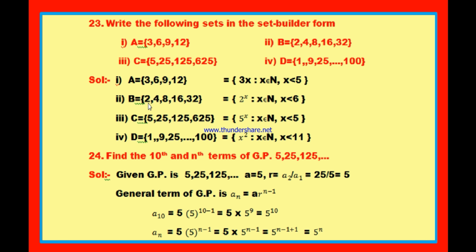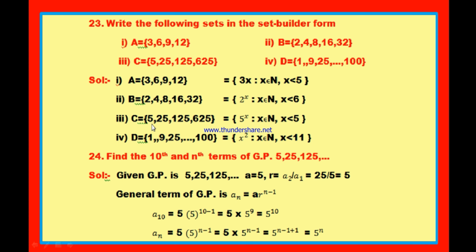Next, B is equal to set of 2, 4, 8, 16 and 32. These are 2 power 1 is 2, 2 square is 4, 2 cube is 8, 2 power 4 is 16 and 2 power 5 is 32. Therefore, you can write this as 2 power x such that x belongs to set of natural numbers and these are the 5 values, therefore x is less than 6.